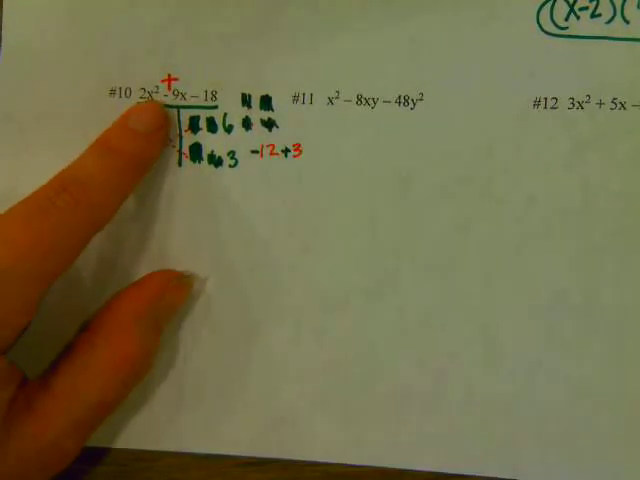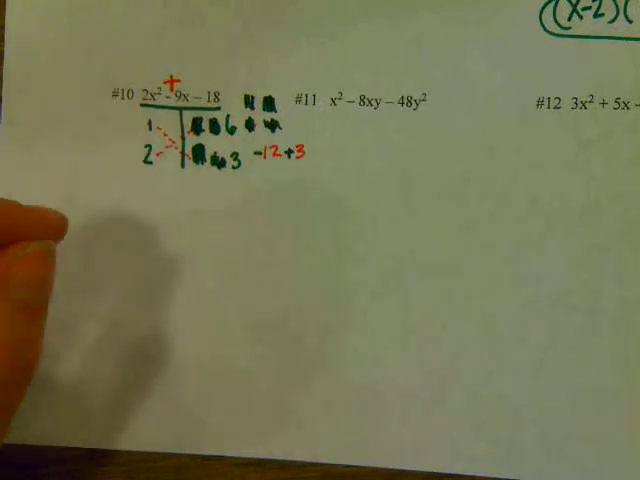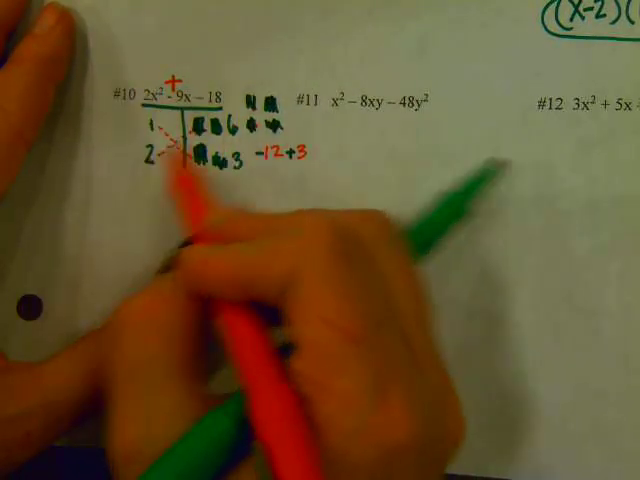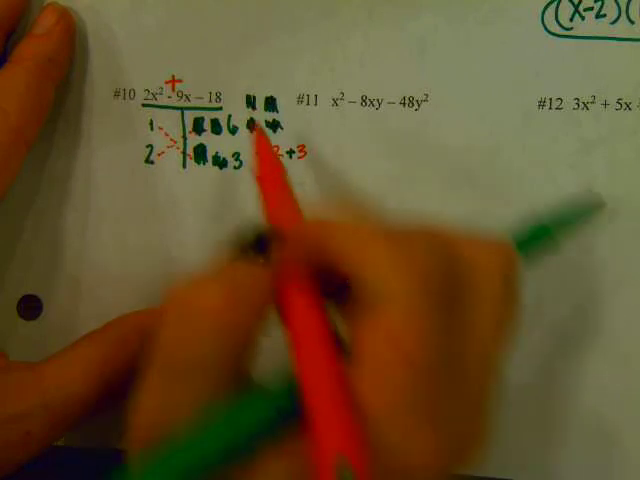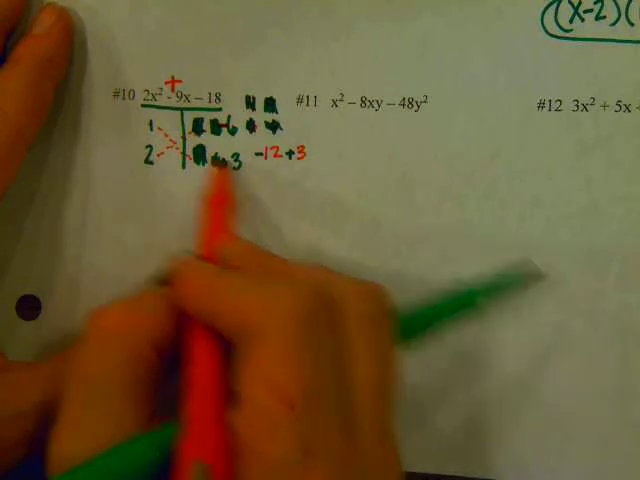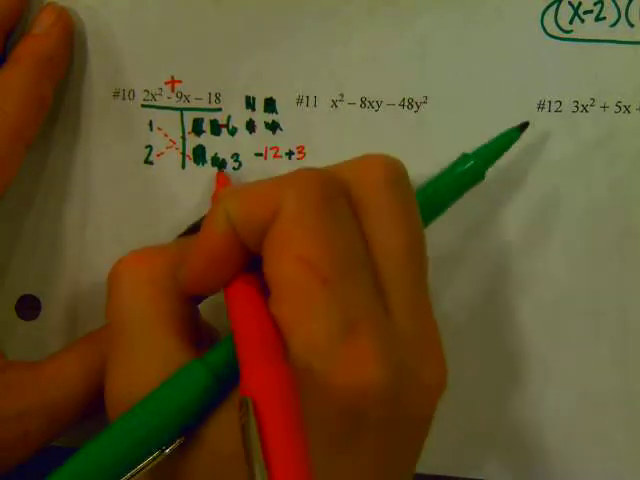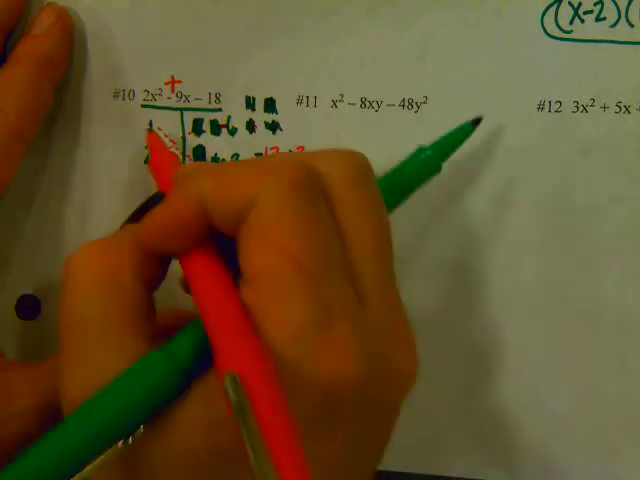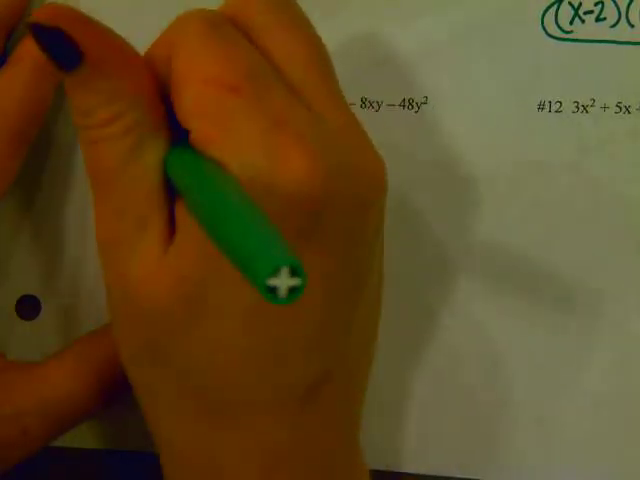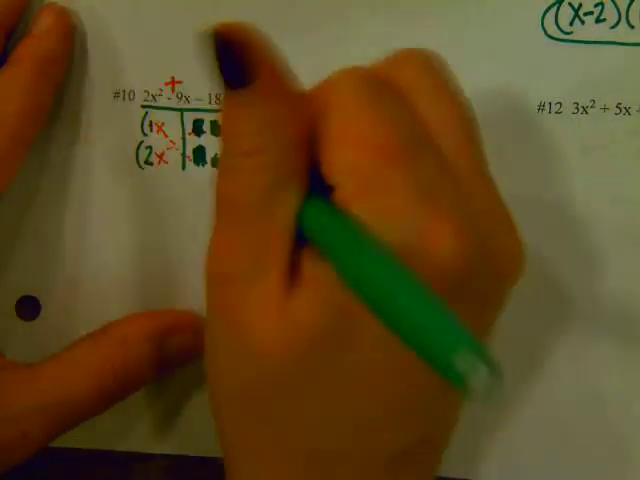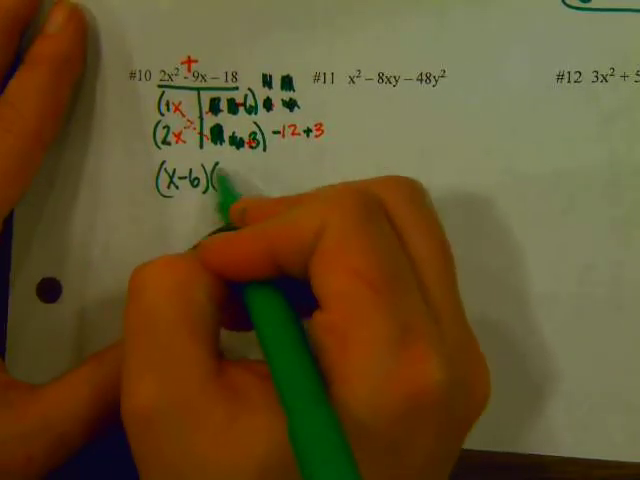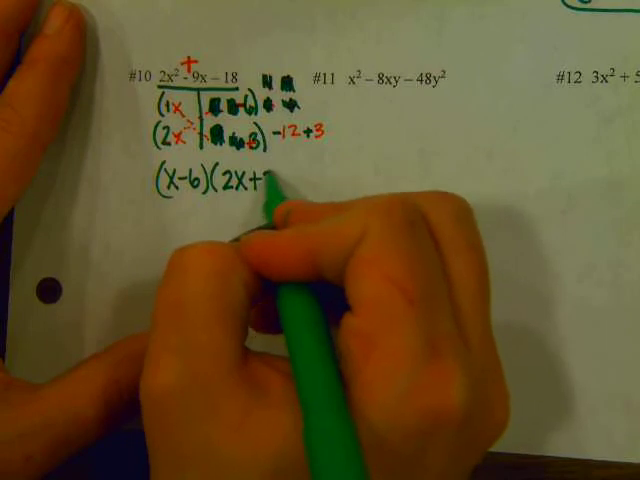So finally, what we're going to do is the 2 times the 6 made the 12. Since 12 is supposed to be negative, this will be negative. 1 times 3 made the 3, and 3 is supposed to be positive, so this will be the plus. And you always put your x on the left column, and there are your two factors. So 1x minus 6 times 2x plus 3.